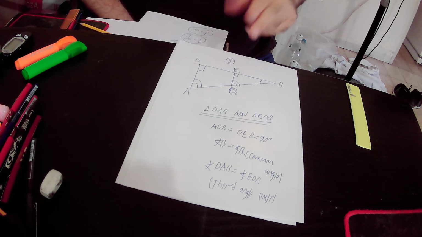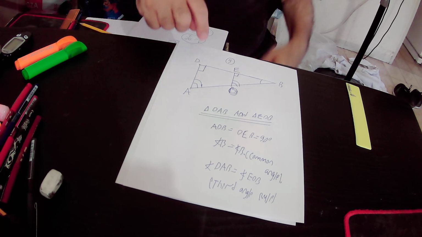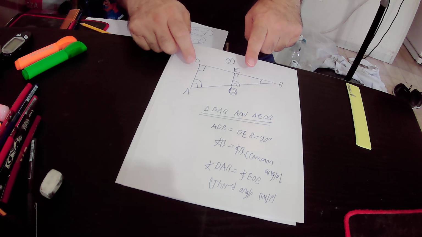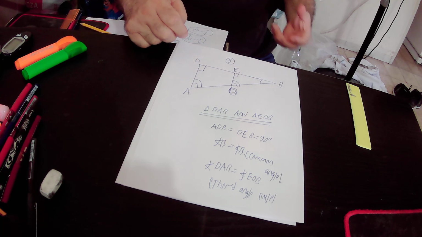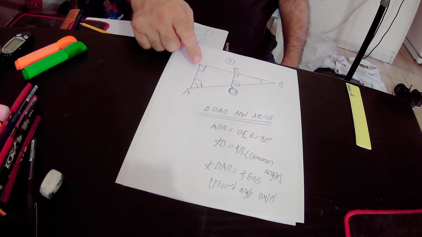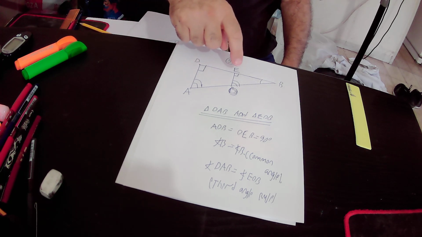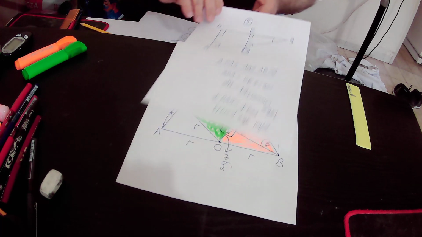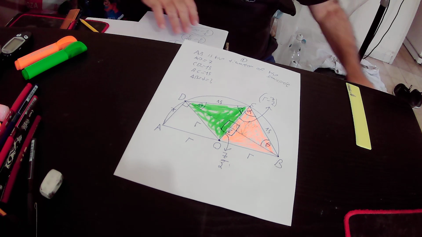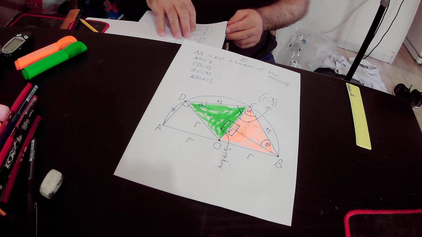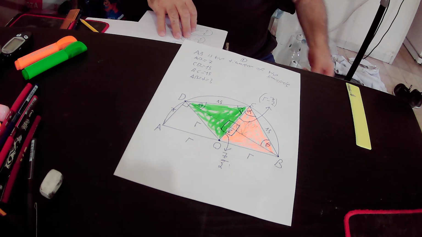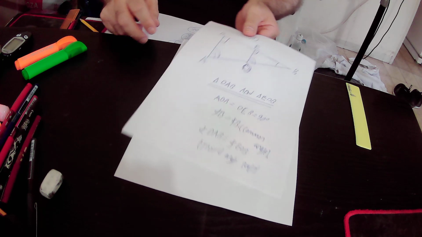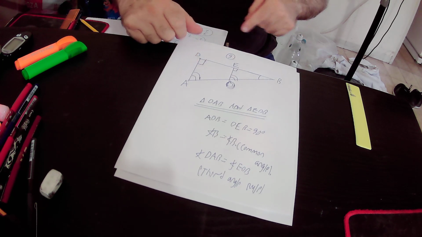Okay, so we actually proved that all the angles in the big triangle, triangle ADB, are equal to all the angles in the small triangle, triangle OEB. Therefore, we proved that the big triangle ADB is similar to the small triangle OEB. From this similarity, the following relationship exists between the sides of the two similar triangles. Those two triangles are similar to each other.